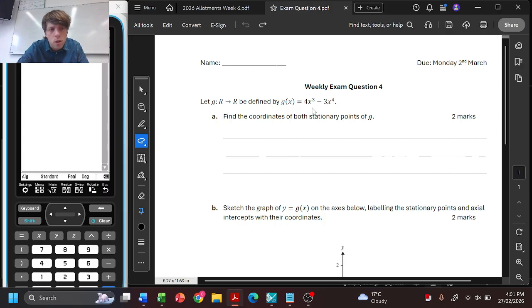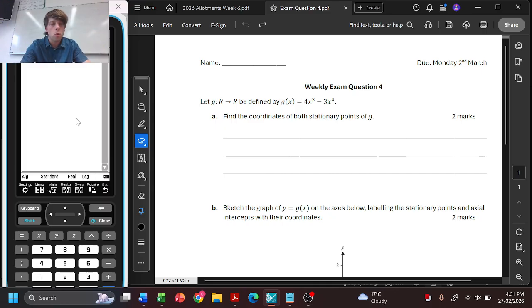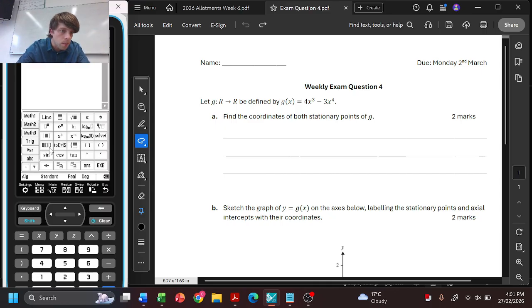Now, before you answer any question like this on an exam, if you have access to a CAS calculator and they define a formula or a function, I would recommend right off the bat just defining it using your CAS calculator. To do that, we can go Action, Command, Define, and I'm going to type in define g of x is equal to 4 times x. Now, for the x's, I'm going to use this power button. So x to the power of 3 minus 3 times x to the power of 4. I prefer the up arrow thing that you can use. Otherwise, we get this g(x) is equal to this.